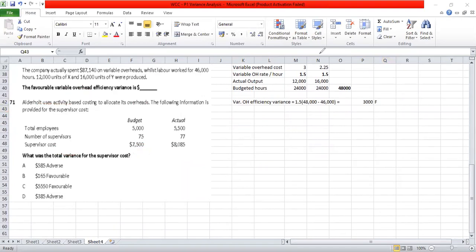71 says, Alderholt uses activity-based costing to allocate its overheads. The following information is provided for the supervisor cost. Budgeted and actual total employees are given. Number of supervisors. Supervisor cost. What was the total variance for the supervisor cost? The total variance for the supervisor cost. Question number 71.